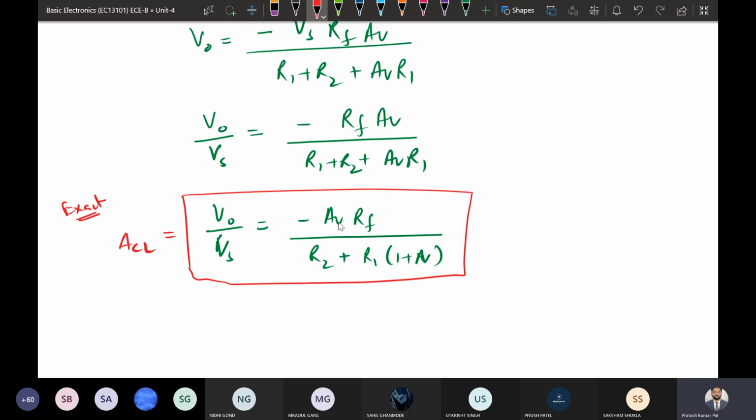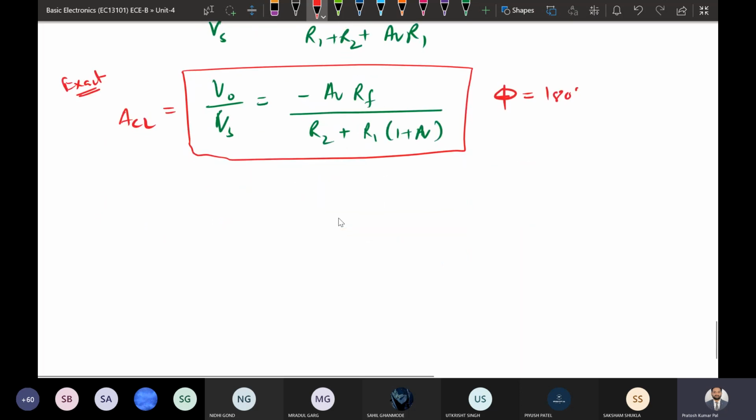So from there we can see that the output is negative, and in the previous approximate analysis the output was also negative. Negative means we have a phase of 180 degrees. That means whatever input we are getting, the output will be a 180 degree phase shift of the input. Okay. So this was the exact analysis.